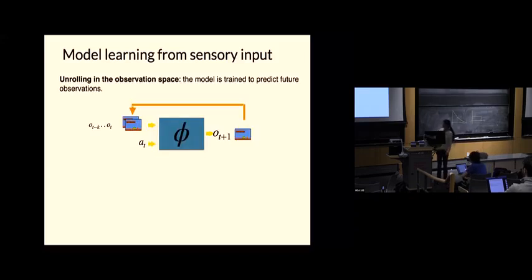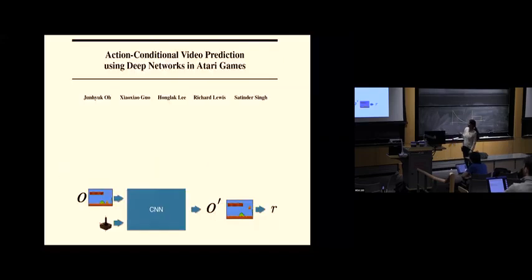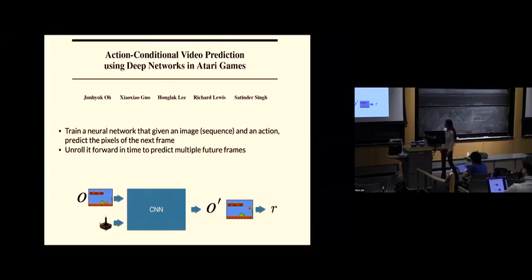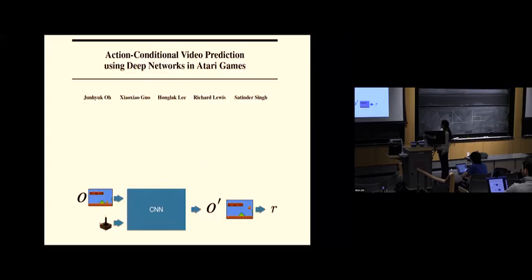So, but let's start simple. And I show you here a very baseline architecture for predicting frames in Atari games. Okay, so here it is. This is the paper. I think it's 2017, action condition video prediction using deep nets in Atari games.